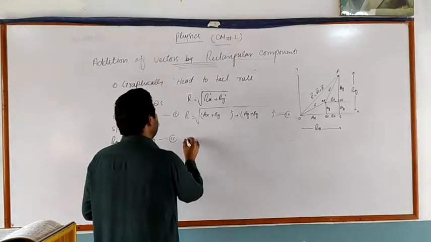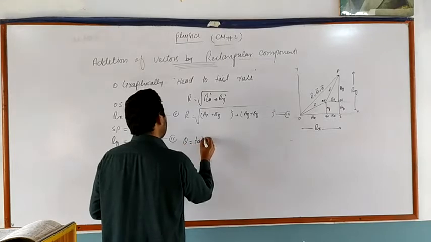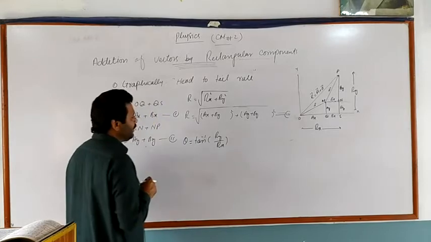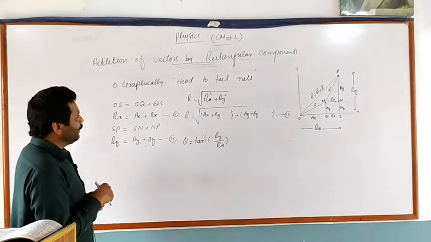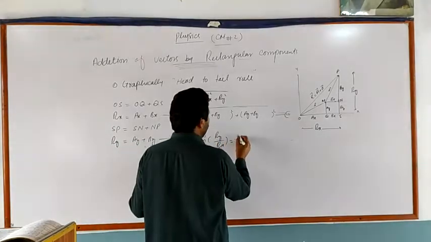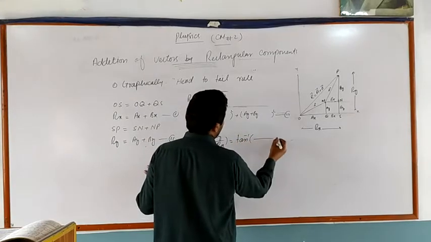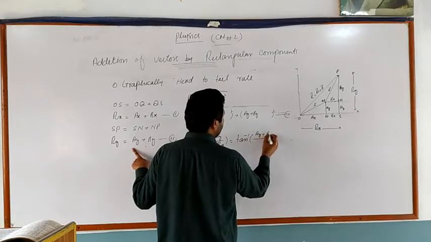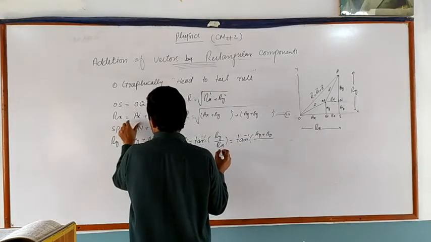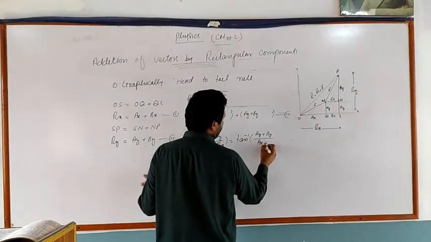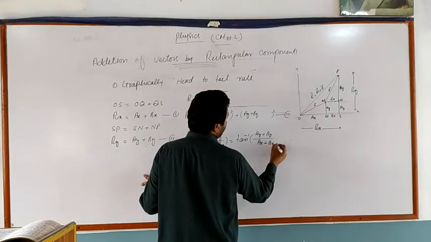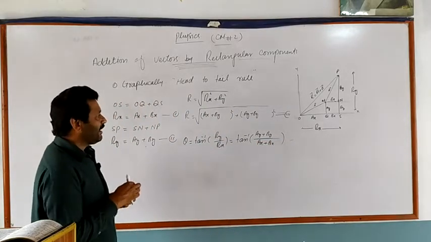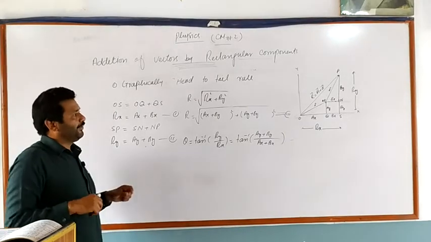Similarly, the direction of this vector R can be calculated by the formula tan theta equals Ry over Rx. Putting the values from equation number 1 and equation number 2 in this formula, theta is equal to tan inverse of Ry, meaning Ay plus By, over Rx, meaning Ax plus Bx. Using this formula, we will find the direction of this resultant vector R from its rectangular components.